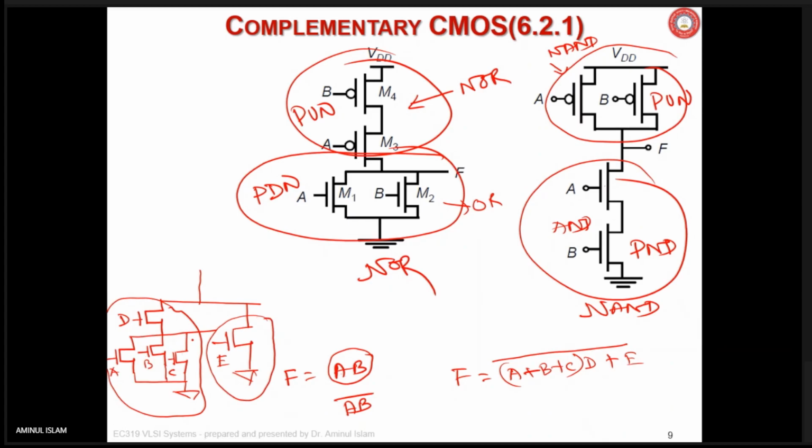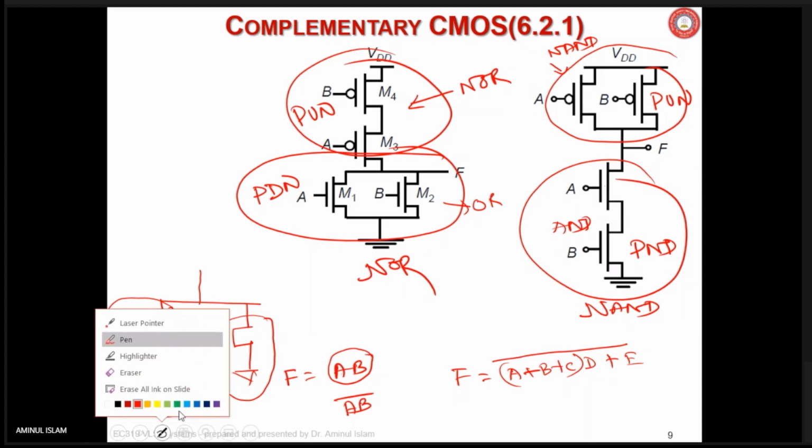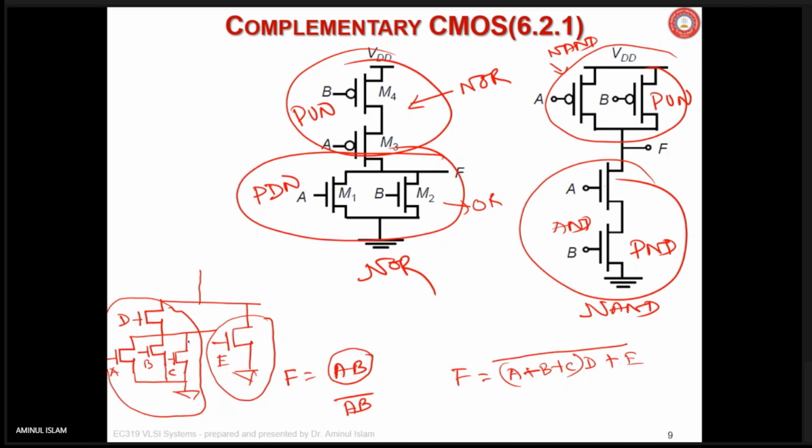Rather, if I want, I can consider this way also, that this is one subnet S1 which is in series with another subnet S2. Now I take this combined subnet as S3 which is in parallel with subnet 4, S4. Okay, this is my pull-down network. I can draw it without much thinking.